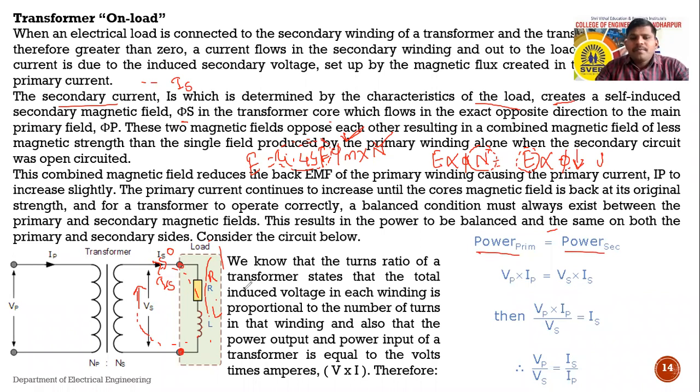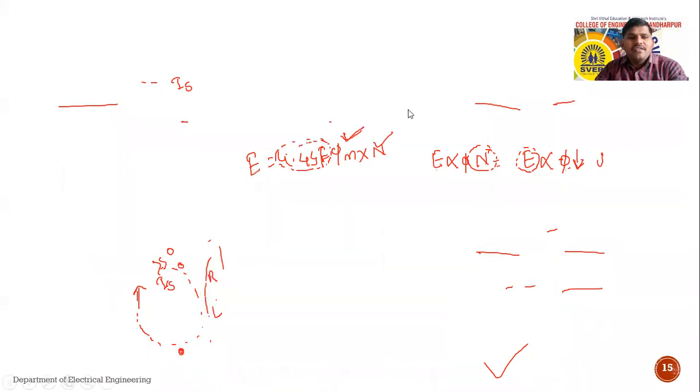See, to make the power balanced, or to keep the power the same on both sides, primary and secondary, it will increase the current taken from the primary. So the equation becomes voltage primary into current primary, which is nothing but power at the primary side, equals voltage secondary into current secondary, that means power at the secondary side. So according to this, Vp into Ip divided by Vs equals Is. So according to this, we got this equation. From this we get an equation.